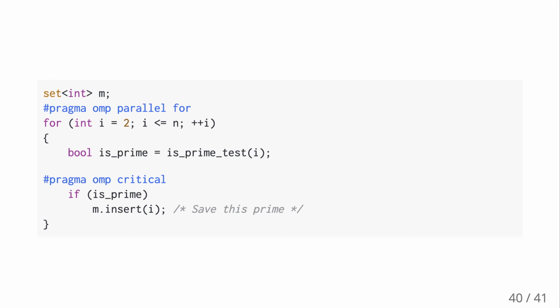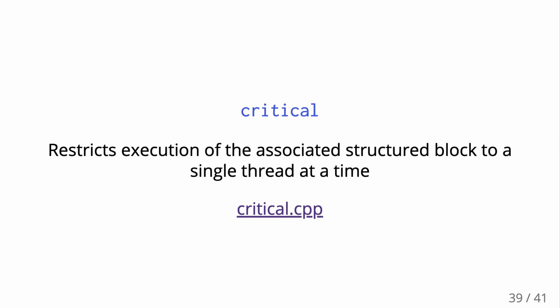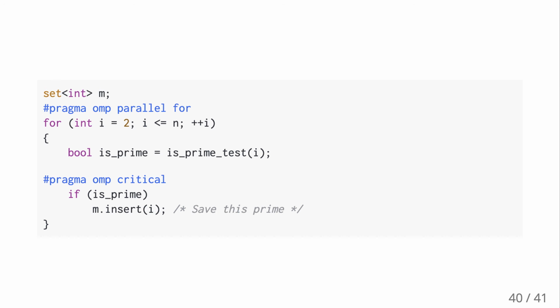So for example, here I wrote a program to calculate prime numbers. I have a parallel for loop, and then I'm testing, is this a prime number? And if this is a prime number, then I'm going to insert it into a set, a C++ set. So the insertion cannot be done concurrently. So any order, but insertion one at a time. So you need OMP critical in this example here. The code is on GitHub, critical.cpp, if you want to see what it looks like.